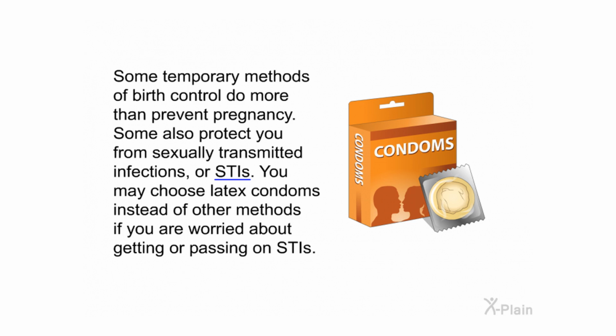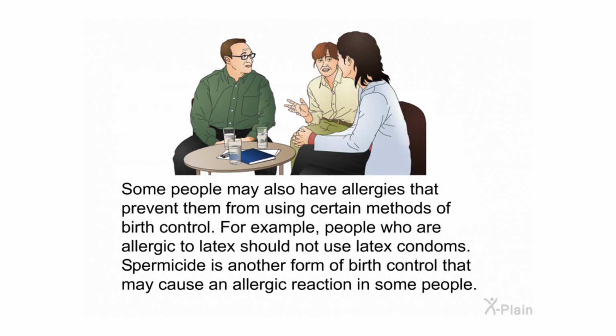Some temporary methods of birth control do more than prevent pregnancy. Some also protect you from sexually transmitted infections, or STIs. You may choose latex condoms instead of other methods if you are worried about getting or passing on STIs. Some people may also have allergies that prevent them from using certain methods of birth control. For example, people who are allergic to latex should not use latex condoms. Spermicide is another form of birth control that may cause an allergic reaction in some people.